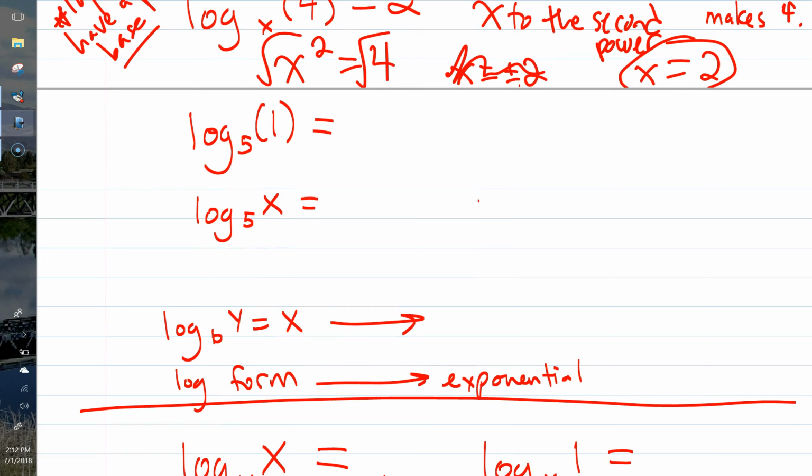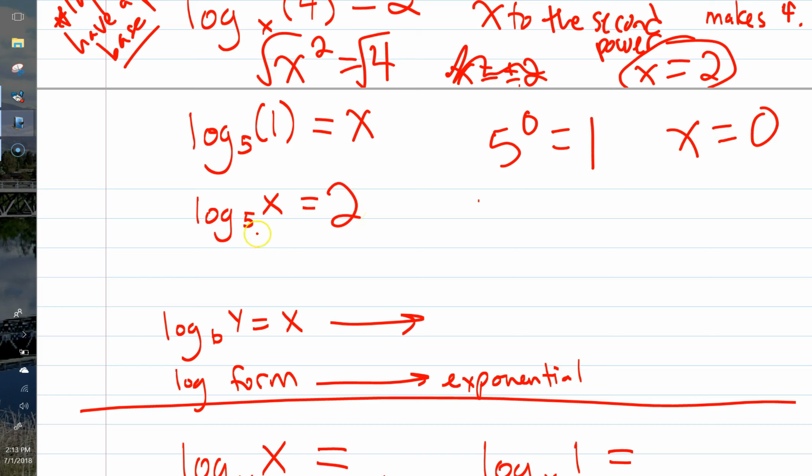This one says what? The base to what exponent makes what? 5 to what power is 1? You should be able to answer that. This says 5 to the 0 power makes 1. That means our power is 0.